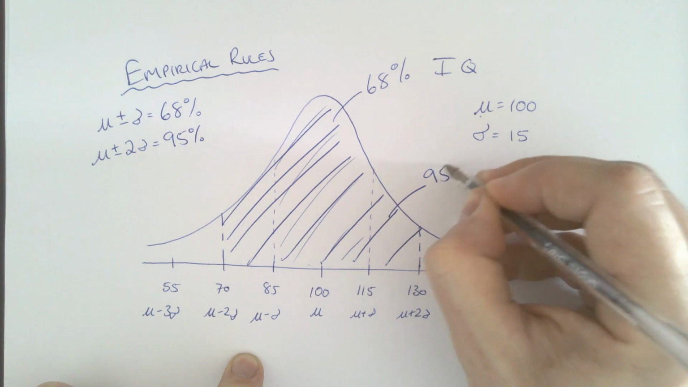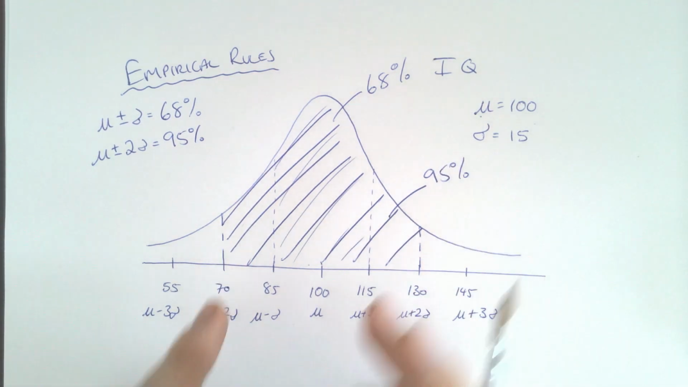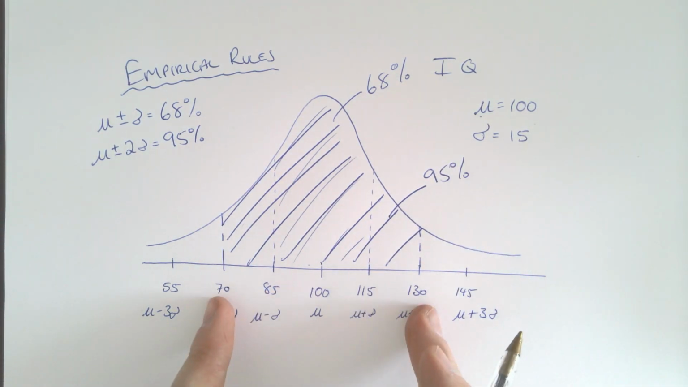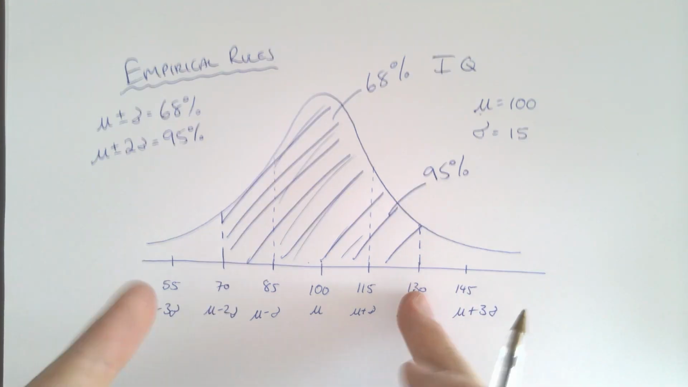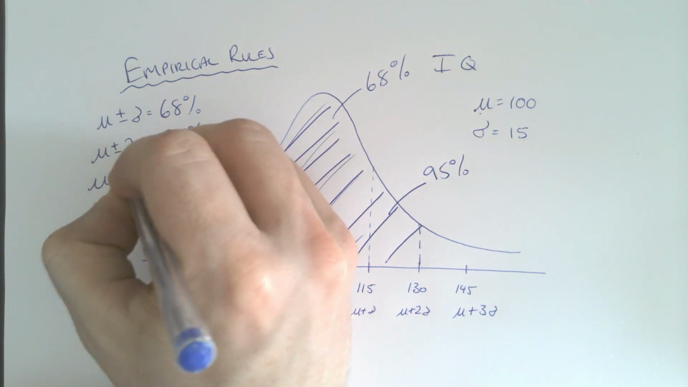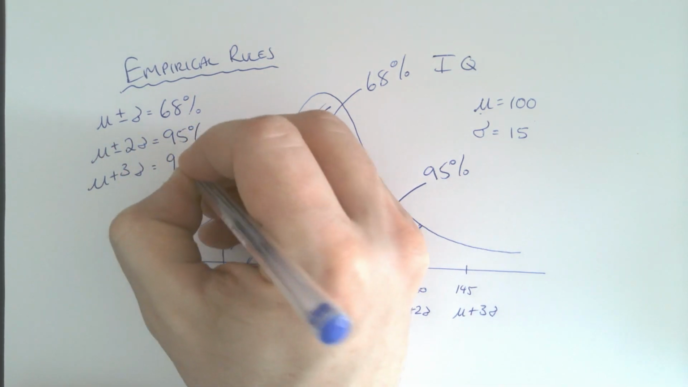This now is 95% of people. So we're saying 95% of people have an IQ between 70 and 130. And then finally, the third rule is if you go 3 standard deviations away, 99.7%.